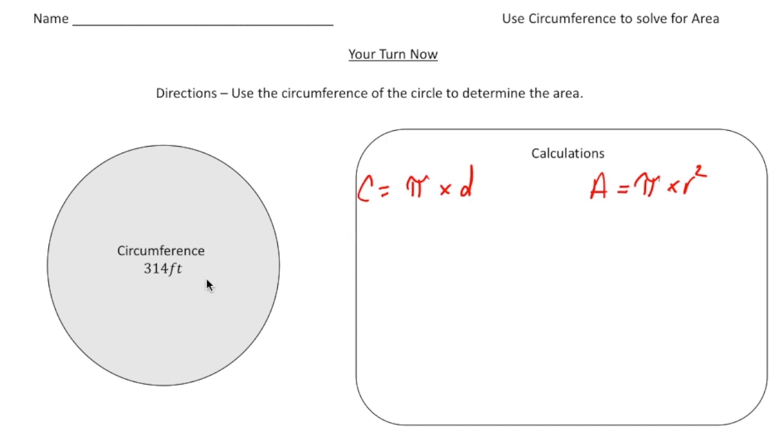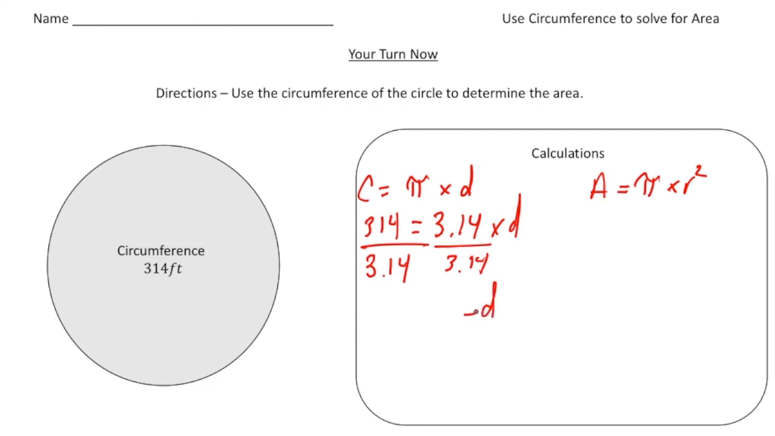So I'm going to plug in 314 for the circumference. So it's going to be 314 equals pi, which is 3.14, times the diameter. And when I divide both sides by pi, 314 divided by pi actually ends up being 100. So we know the diameter is exactly 100. And again, the diameter is distance across, right? So the radius is going to be half that. So half the diameter is going to be 50. So the radius equals 50.